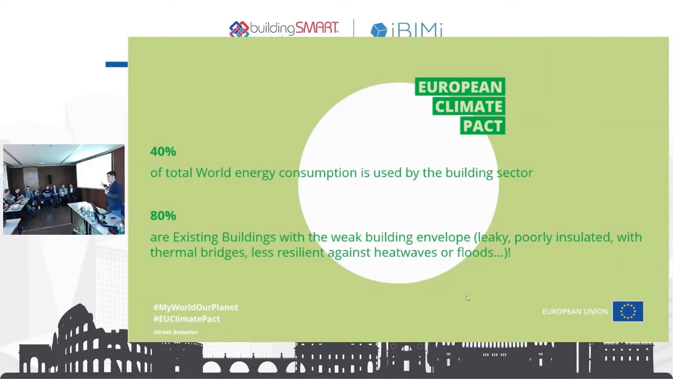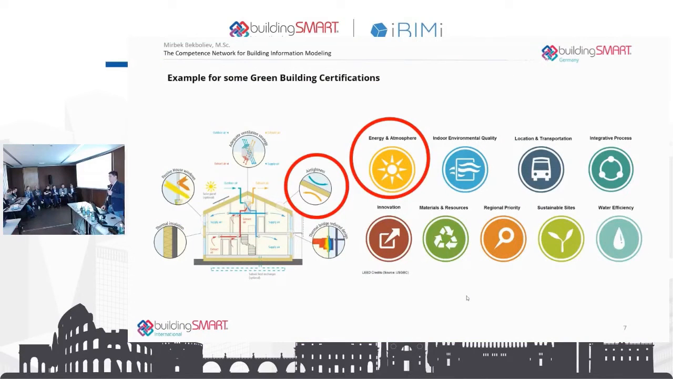Existing buildings are really important. They make up 80% of the entire built stock, so we need to renovate and improve them. And 40% of it goes to energy. Now, why energy efficiency, and why airtightness?